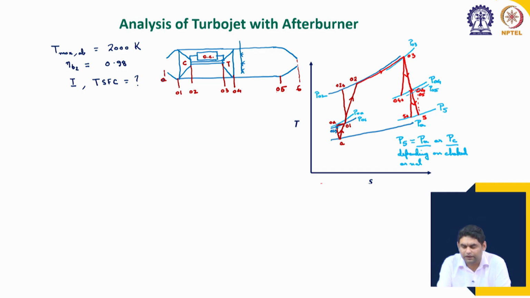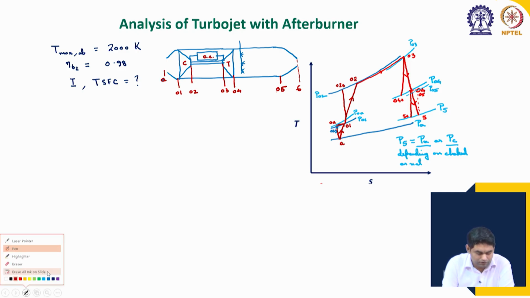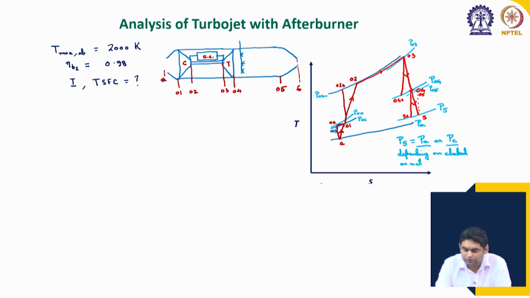Based on this, in the previous class without the afterburner we had drawn the TS diagram. We will use the same TS diagram from the previous class. We had a process going from 0A to 01, which was the diffuser process, then 01 to 02, the compression process in the compressor, then the combustion chamber with some pressure loss, then the expansion in the turbine. Up to that point it will remain exactly the same as in the previous case.